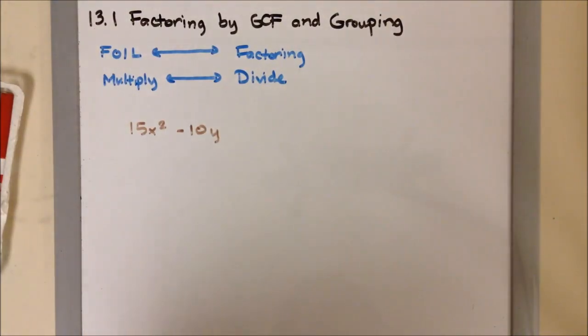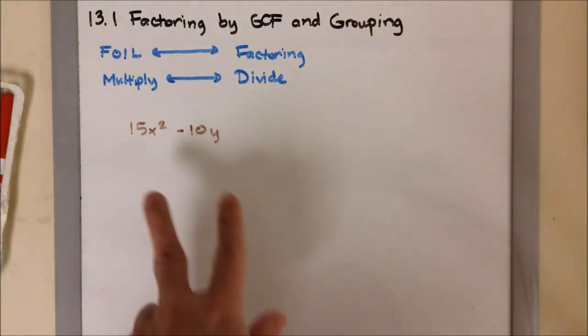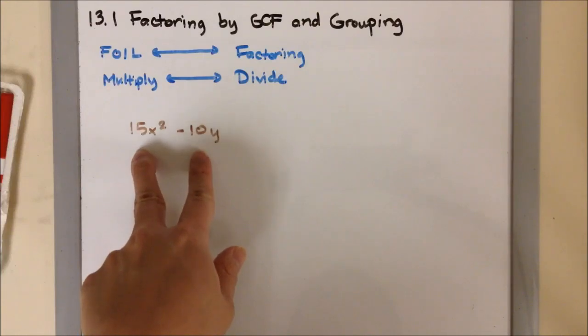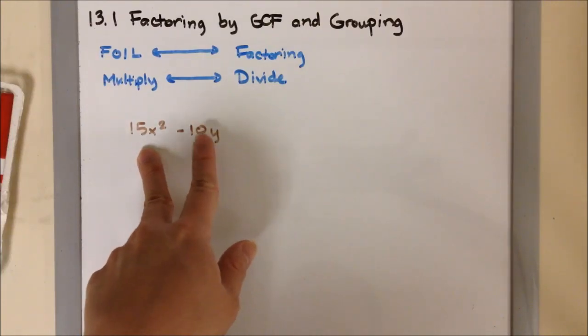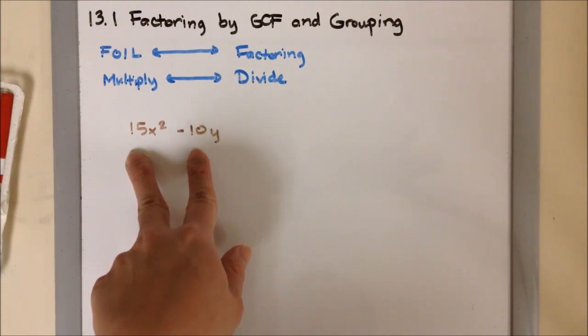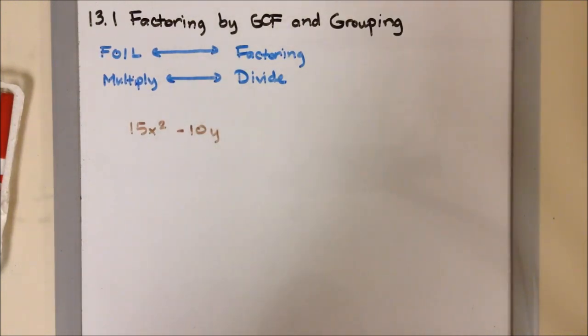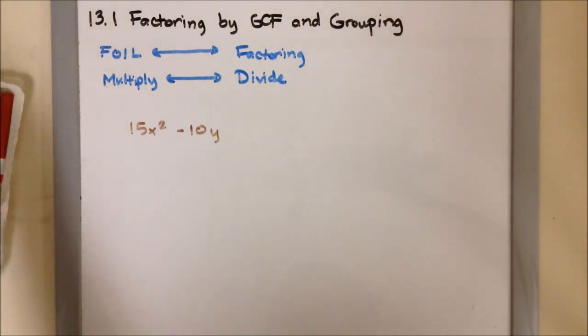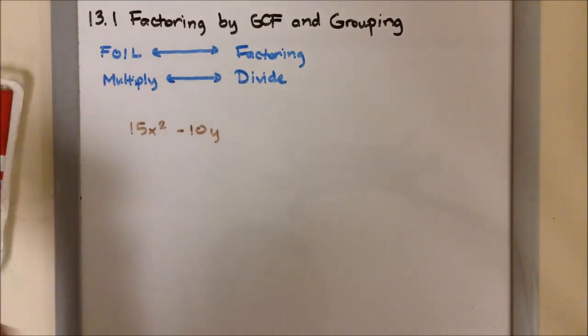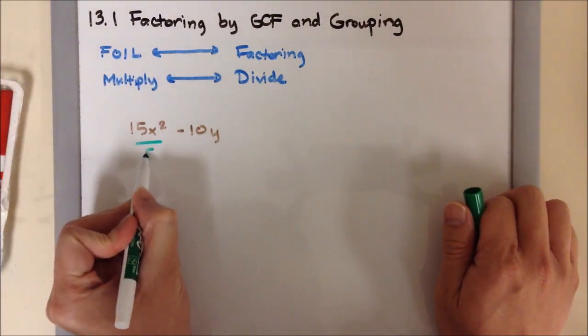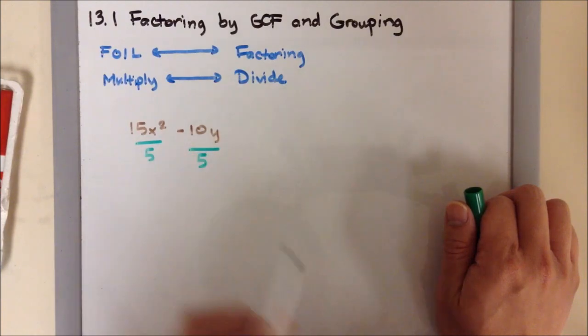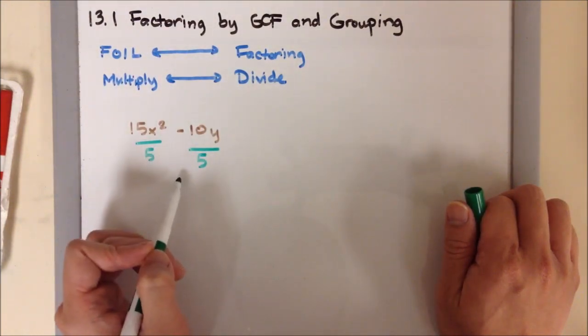So here, our first example, 15x squared minus 10y. When you're trying to find the greatest common factor, you have to look at all parts, numbers and variables. So I have two terms, the 15x squared and the minus 10y. The variables, there's nothing in common, and then we check with the numbers, 15 and 10. There is a number in common, which is the 5, meaning 15 can be divided by 5 and 10 can be divided by 5. So my GCF is 5.